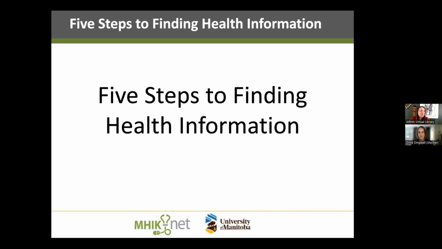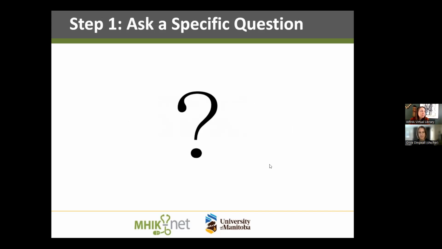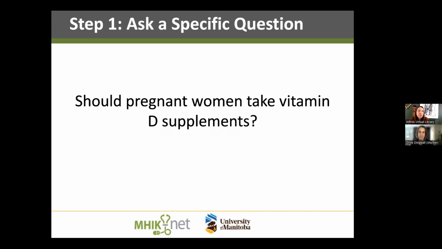So right into the 5 steps for finding health information. The first step is just asking your question, figuring out what that question is that you want to do your research on. And it can be something fairly simple. You start off with maybe this example: should pregnant women take vitamin D supplements?